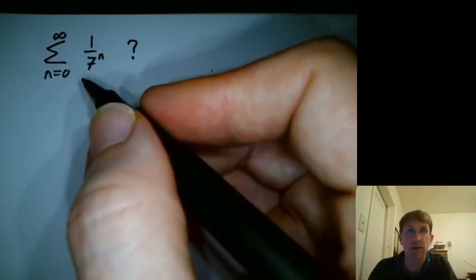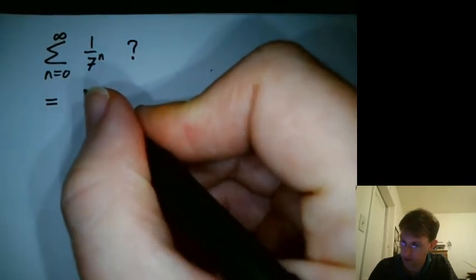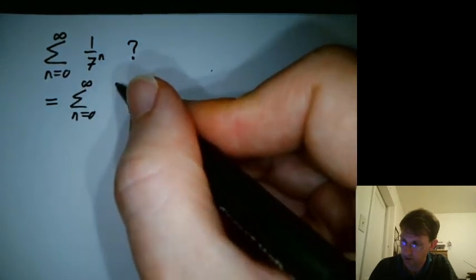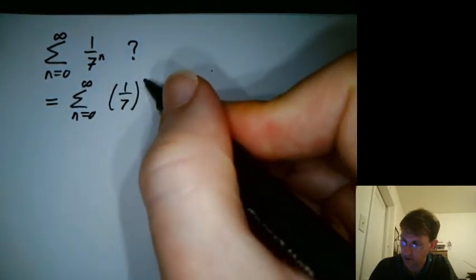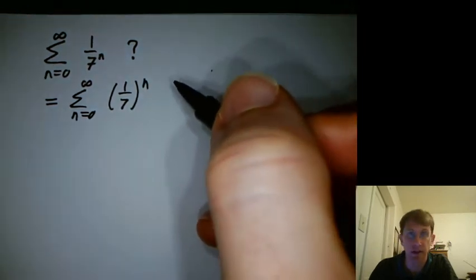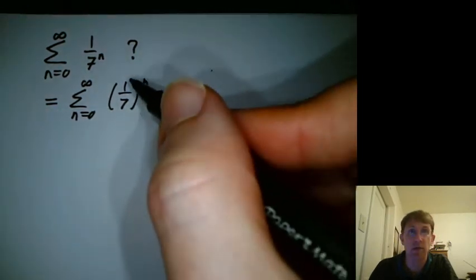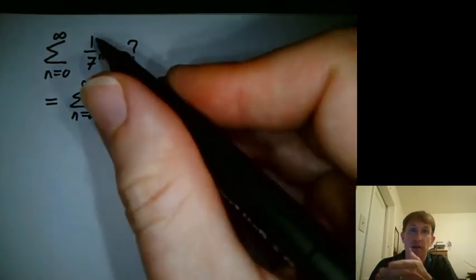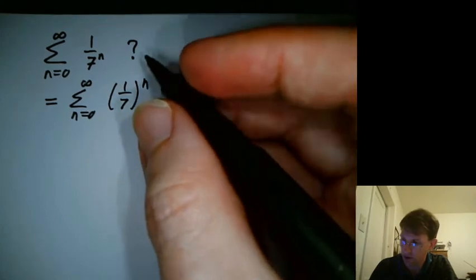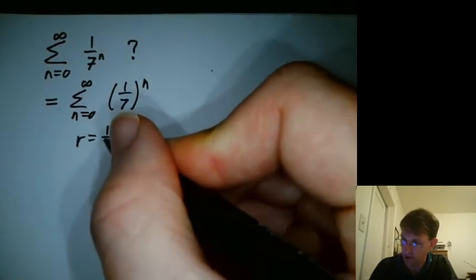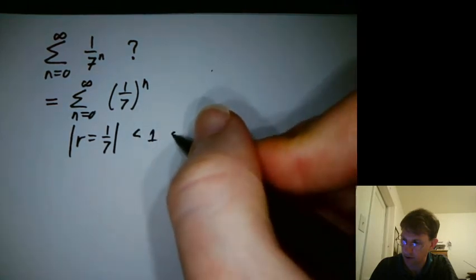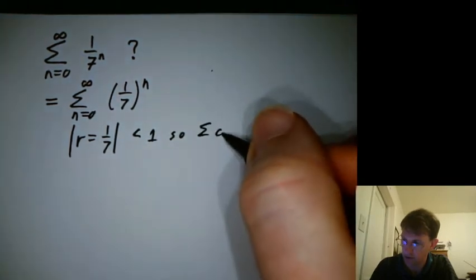So how can you think of this maybe as geometric? Can we say that this is equal to the sum n equals 0 to infinity of 1 over 7 to the n? Does that work? Yeah, that works. That would be 1 to the n over 7 to the n, which is 1 over 7 to the n, so that's good. So we'd say r equals 1/7. Absolute value of r is less than 1, so the sum converges.